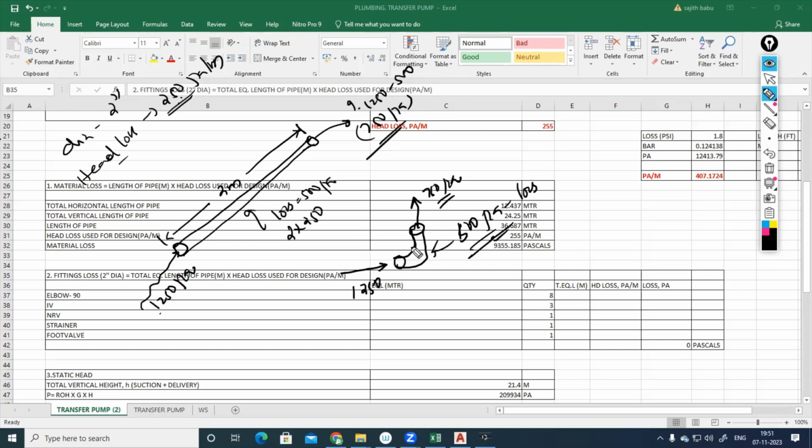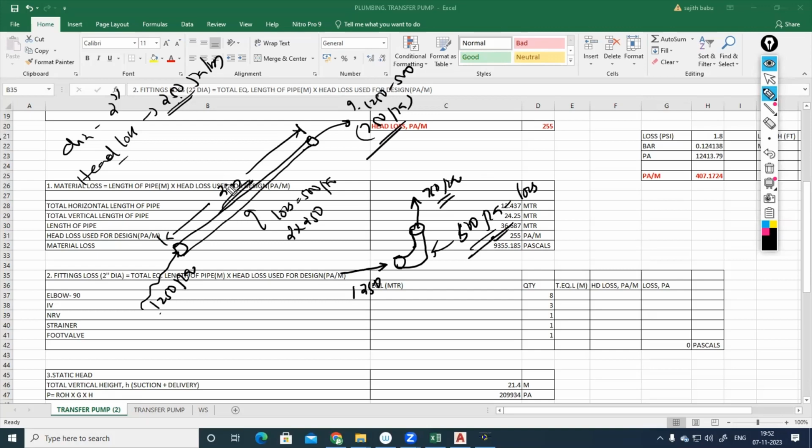Now I can say a single elbow for this system is equal to 2 meters of straight pipe length, because the pressure drop happening in 2 meters of pipe and in a same-diameter elbow is the same. So you can equate the elbow into a length of straight pipe. That is called equivalent length. Every fitting has an equivalent length.